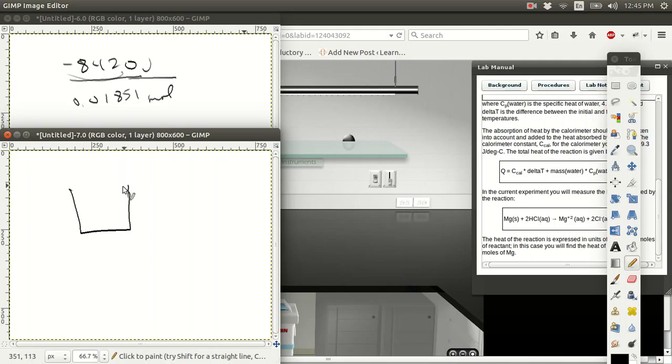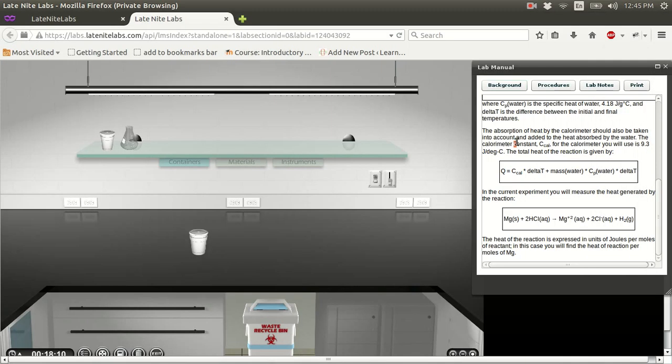Cup, chemical reaction, water, styrofoam. So no heat or hardly any heat leaves to the air outside, but there is some heat that goes into raising the temperature of the styrofoam material right there, just right in there. So, the lab manual is telling you that the amount of heat is this.